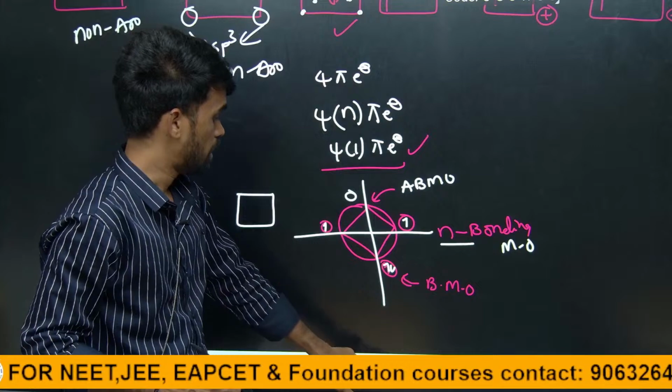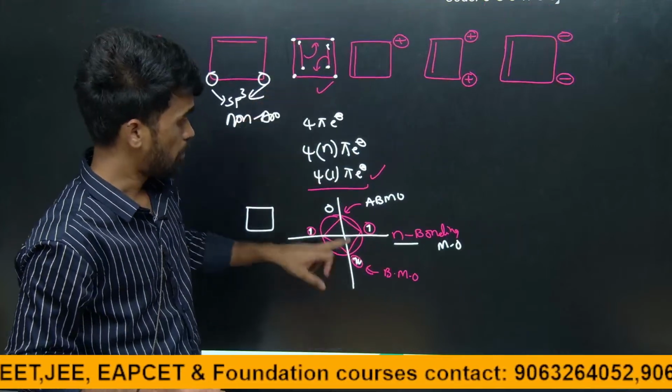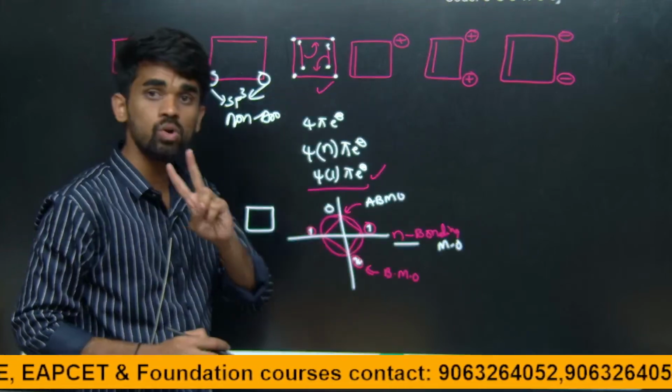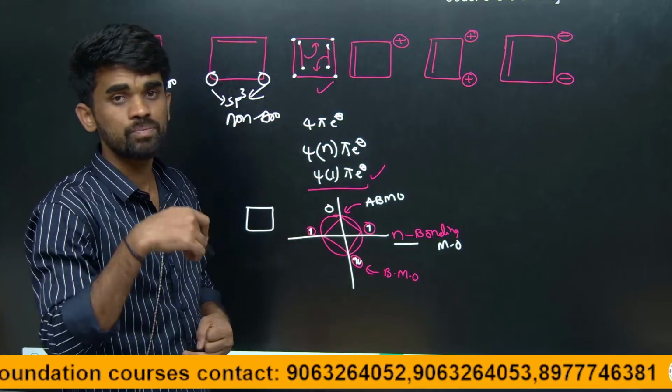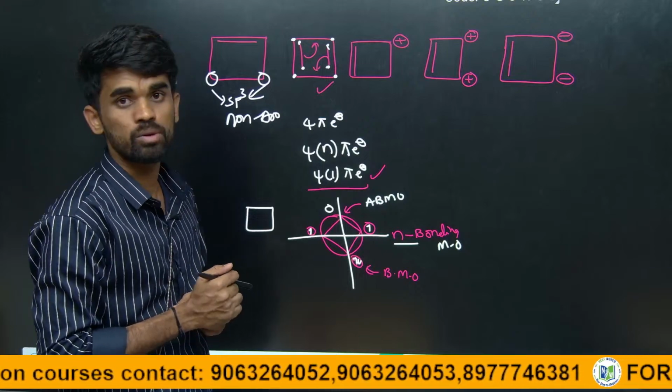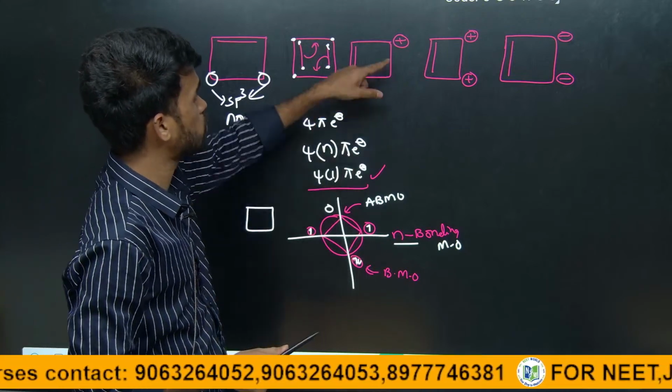This anti-aromatic compound is what? Paramagnetic, and it is having 2 unpaired electrons. So the magnetic moment you can calculate based on that using the root over n into n plus 2 Bohr magneton formula. Yes. Now what about this?